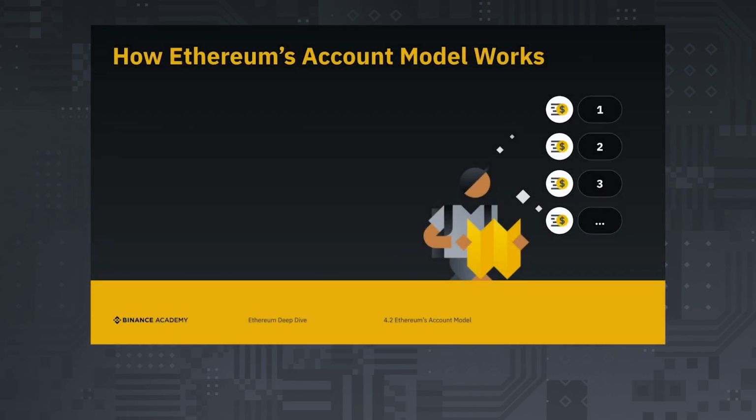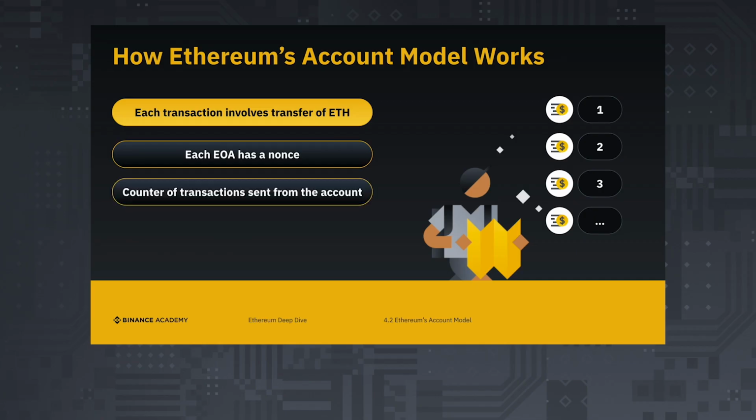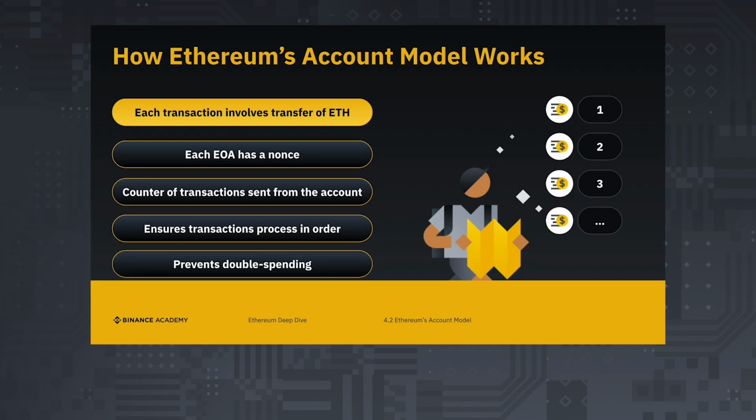Second, every transaction in Ethereum involves the transfer of Ether from one account to another or the execution of a smart contract. Remember the concept of nonces? Each EOA has a key component called a nonce, too, which is a counter of transactions sent from the account, ensuring transactions are processed in order. This is crucial for preventing double spending.